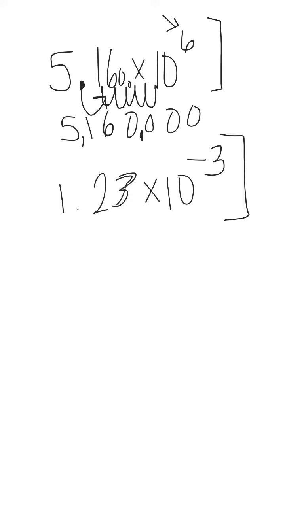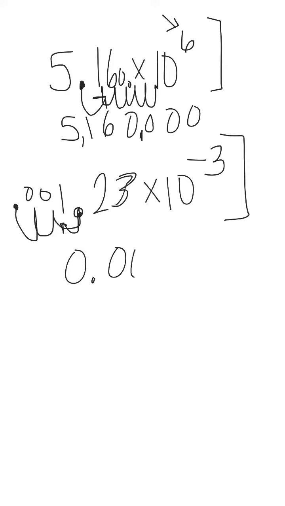This number here with a negative integer actually just notates that the decimal point is going in the other direction. This is going to be a small number. And so we're going to move this decimal place to the left 3 times. 1, 2, 3. So 1.23 times 10 to the negative third is actually 0.00123. It's a small number.